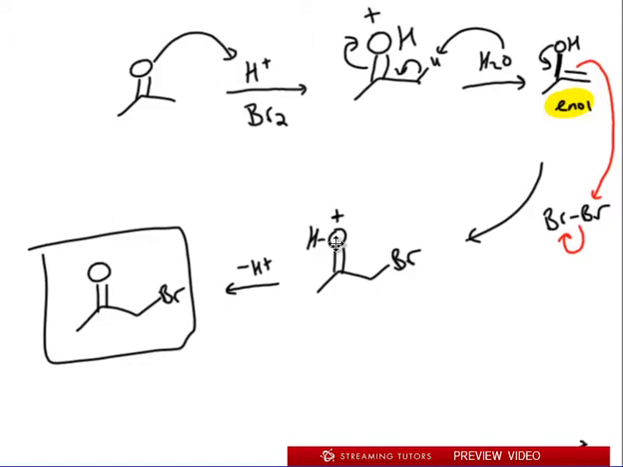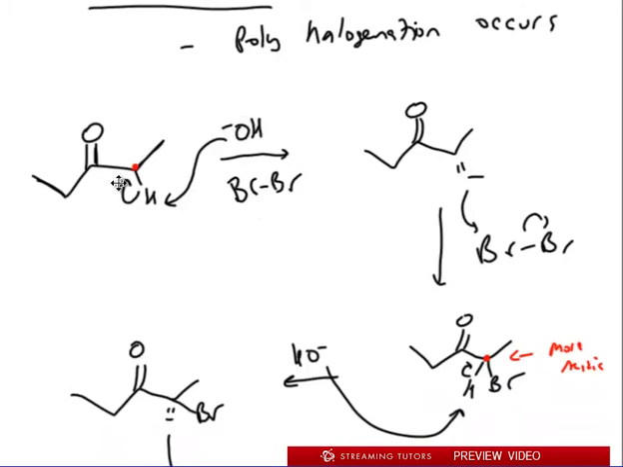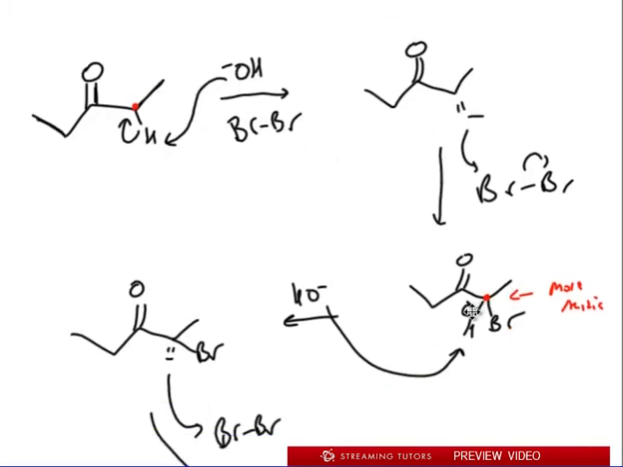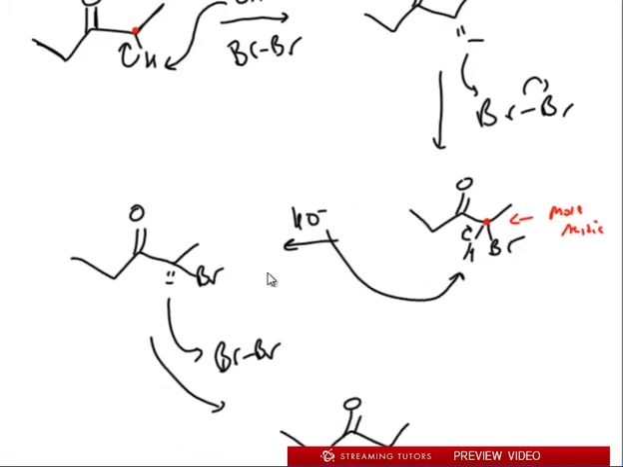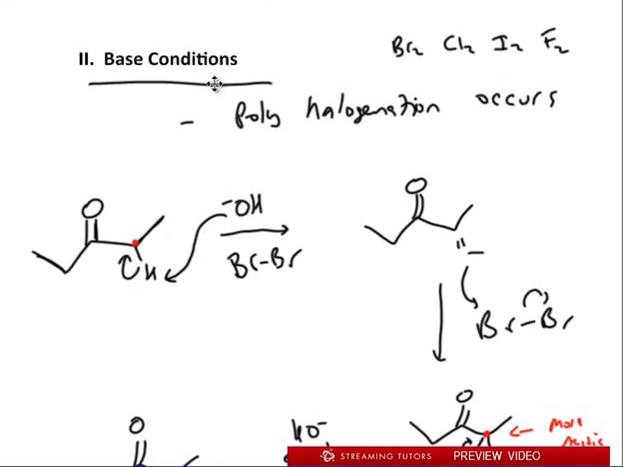Okay? That's it. But in this case, with base, since you were able to pull the first H off, it might take a long time, but once you do that and you get a Br in there, now this is acidic. And it keeps lowering the pKa every time a Br comes in. It makes it more and more acidic. Okay, and that's why it just keeps happening over and over again. And there you have it. So that's the base condition. Now the next reaction is very similar to this. However, it's a very special case. It's called the haloform reaction.